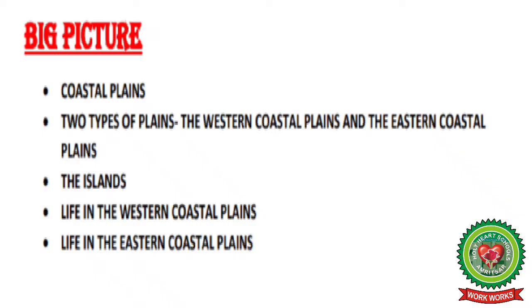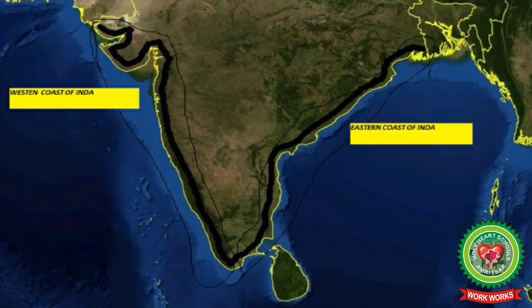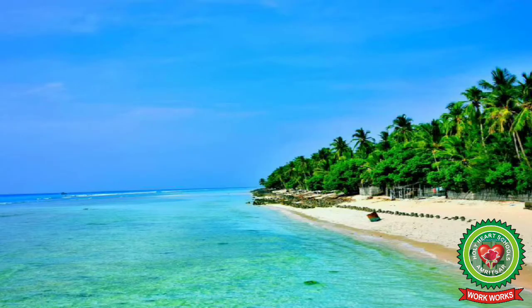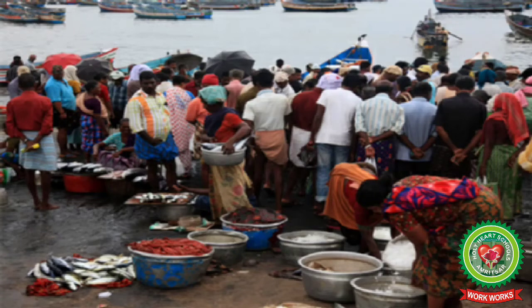Students, we will do chapter number 6, the coastal plains and the islands. So quickly take out your SST book and open chapter number 6, the coastal plains and the islands, which is on page number 38. In this chapter we will study about the coastal plains, two types of plains, the western coastal plains and the eastern coastal plains, the islands, life in the western coastal plains and life in the eastern coastal plains.